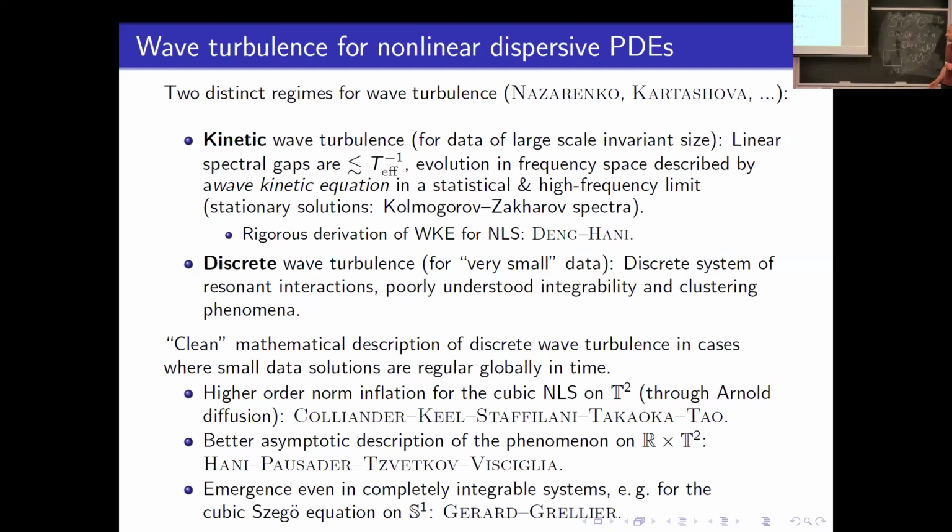And this is the regime in which, statistically at least, if you look at this high frequency limit under some statistical averaging properties, you expect to see a kinetic behavior of the solution arising. So at least in frequency space, you expect the support of the solution to move around according to a kinetic type equation. And if one studies stationary solutions of these equations, this is what leads to the construction of, let's say, the Zakharov-Kolmogorov spectra. And these spectra are what gave the name turbulence to this behavior.